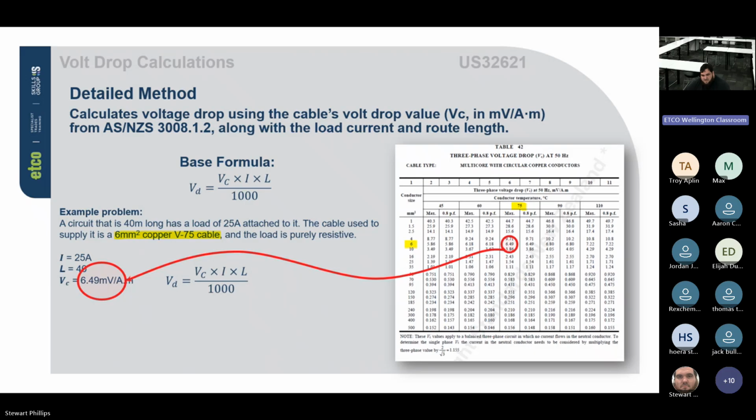So volt drop, VC times I times L divided by 1,000 gives us 6.49, which is our VC, times 25 times 40 divided by 1,000. Cool. So 6.49 V single phase or 7.5 volts three phase. So if you notice, we're looking at the max. Why are we looking at the max under the 75?